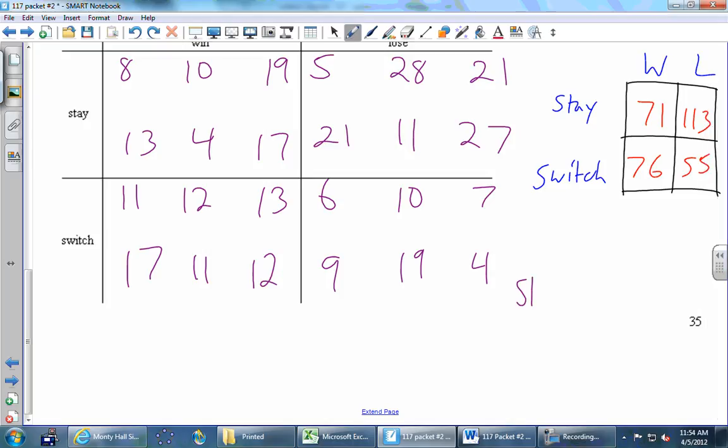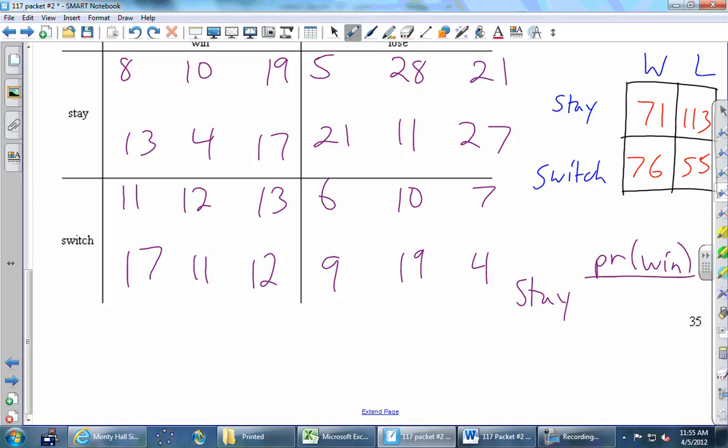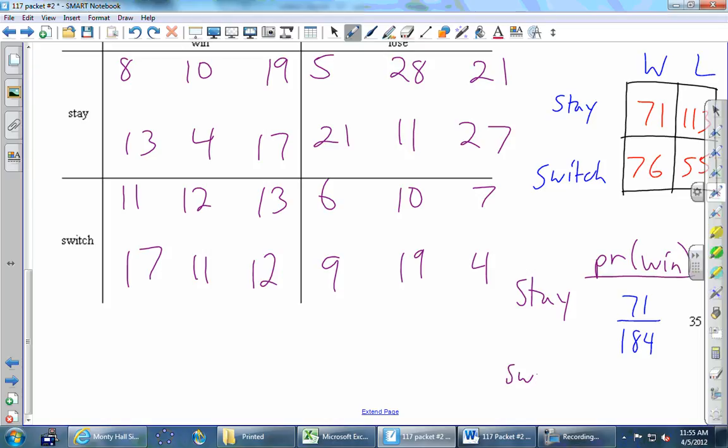Okay, so if we stay, the probability that we win is how many out of how many? 71 out of 184. Agree? We won 71 times out of the total number of times, 184. Somebody get me a percentage here. Anybody have a number? 71 over 184? 38? Okay, so we'll say about 38% of the time.